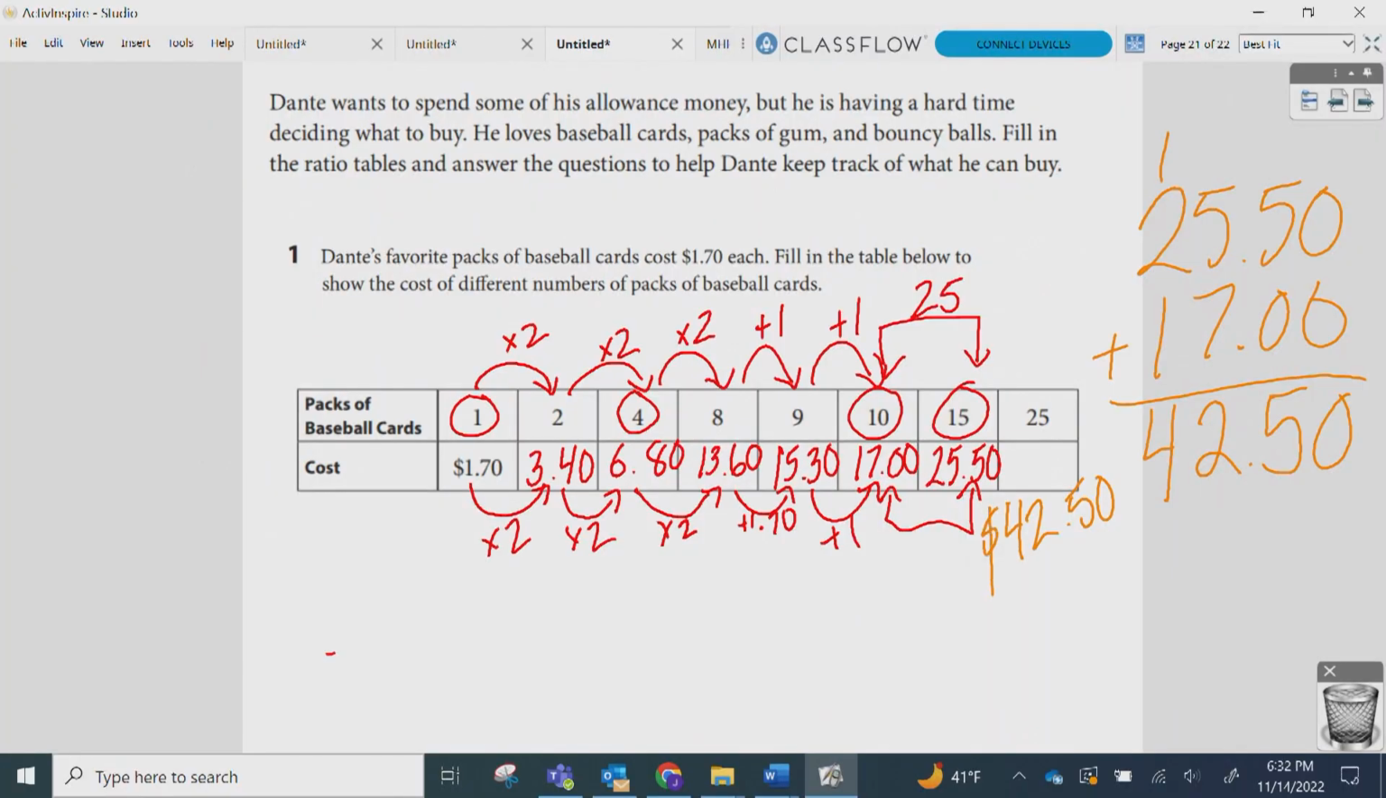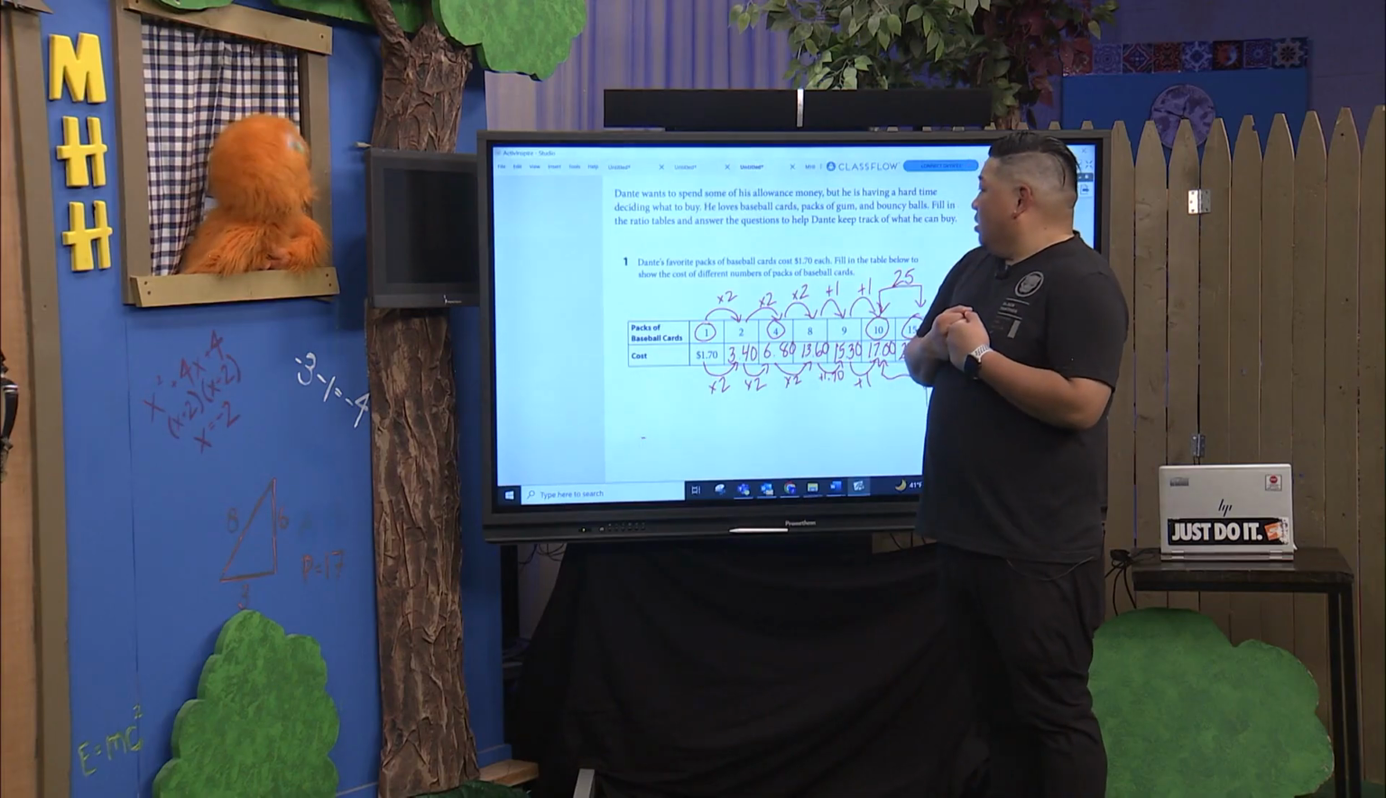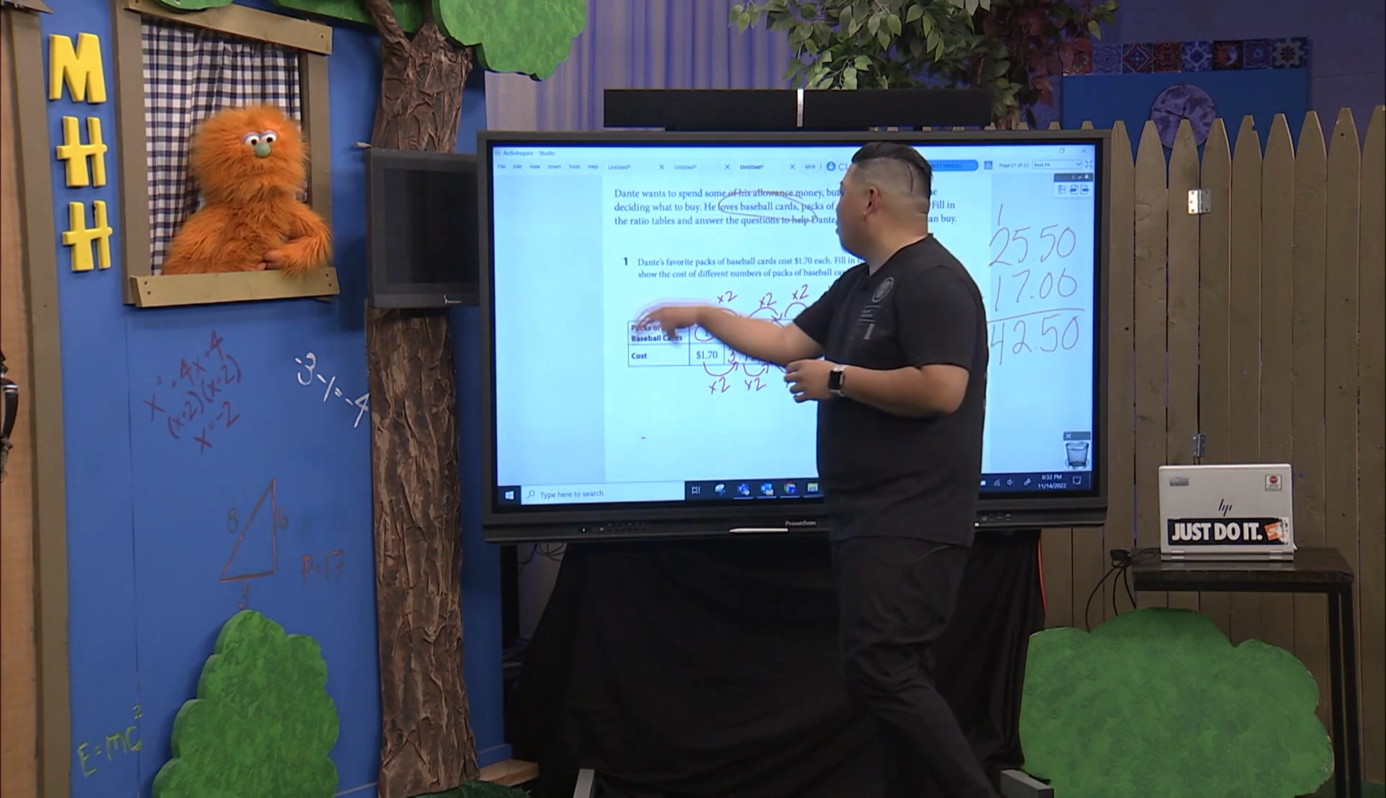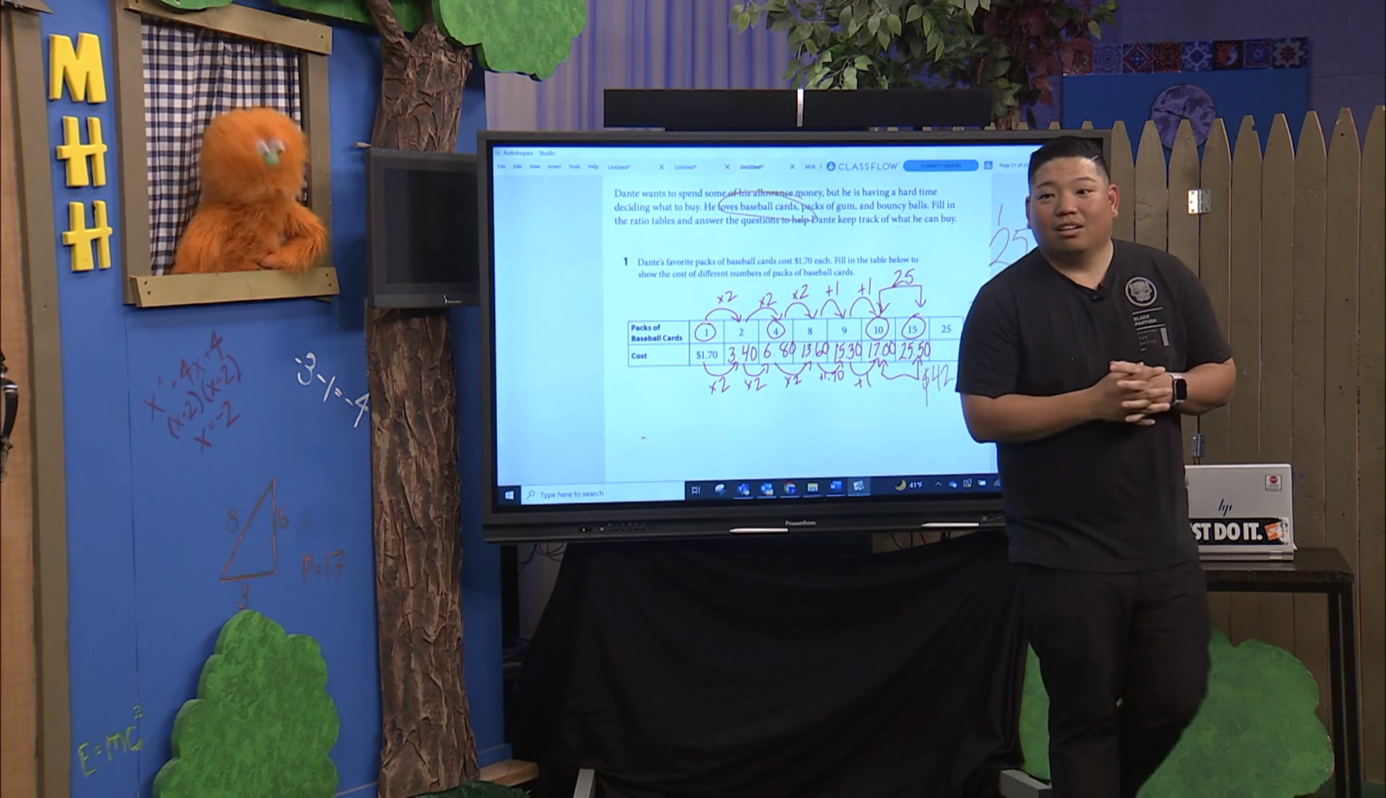That's a lot of baseball cards. That's a lot of money, and that's a lot of baseball cards. Yeah. But then again, we know Dante really likes them. Yeah. So there you go. Because that's the only one we solved, he's going with the baseball cards. That's right. Very cool. All right.